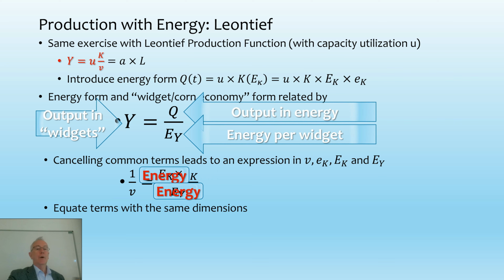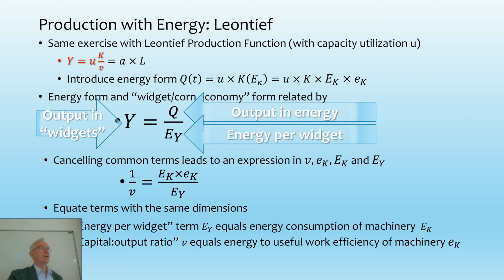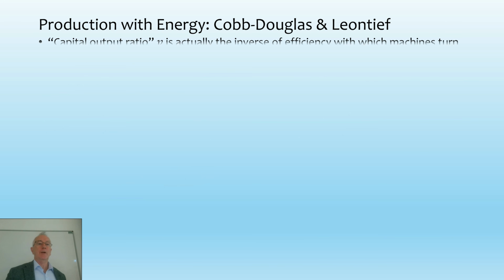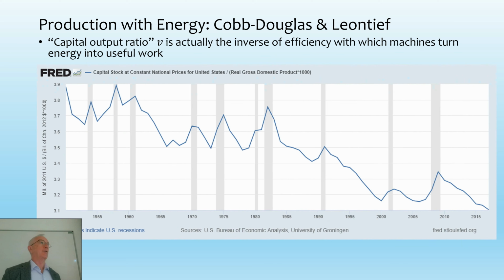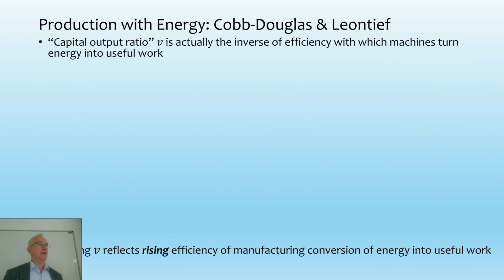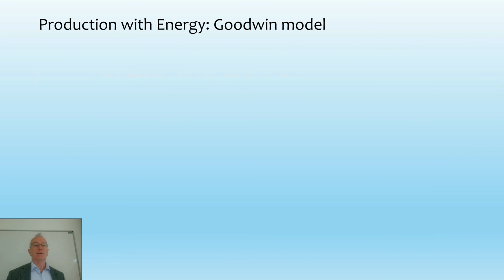Okay. So you equate common terms, and what you find is that V is actually the ratio of energy to useful work. So what we've been using with V is not a capital output ratio, it's an efficiency of energy conversion by machinery. So if I take a look at the data on what we call the accelerator in standard post-Keynesian economics, even in neoclassical, that's been falling over time. When you look at what it actually is, it's rising efficiency of converting energy into useful work. But it's still got to be below 0.5. Okay, and I think it's going to go down when we start hitting energy constraints in the next decade or two.